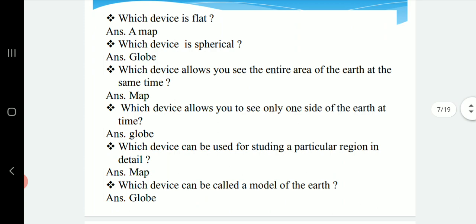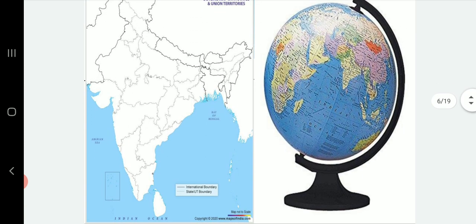The fourth question is, which device allows you to see only one side of the earth at the same time? You can see the picture of the globe here. At the same time, you can see only one side of the globe, right? So, the globe is the answer to it, okay?